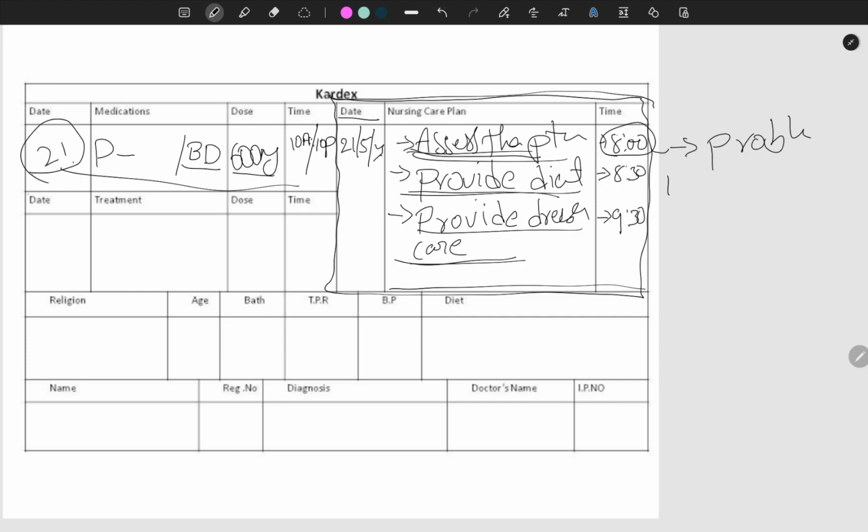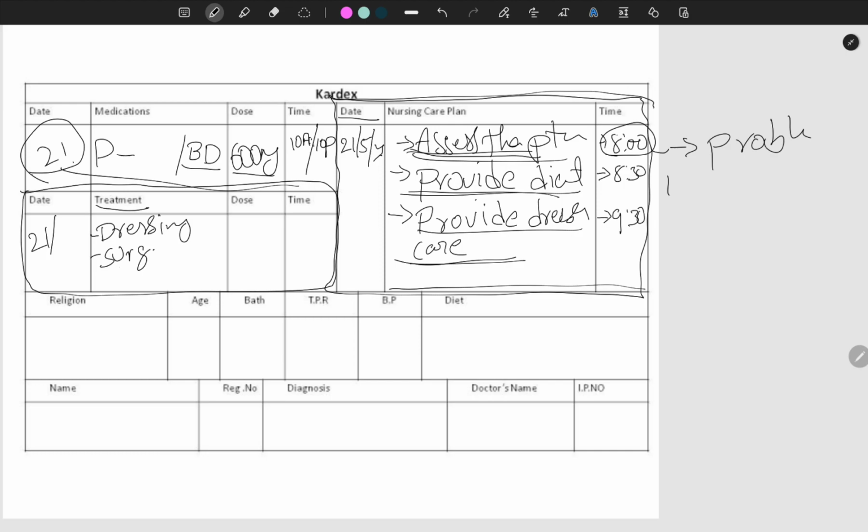Now we will see the treatment column. The date also you have to write here. Again you have to write the date. And the treatment is nothing but, for example, dressing, otherwise surgery. The patient is posted for surgery today. So today you have taken the patient.